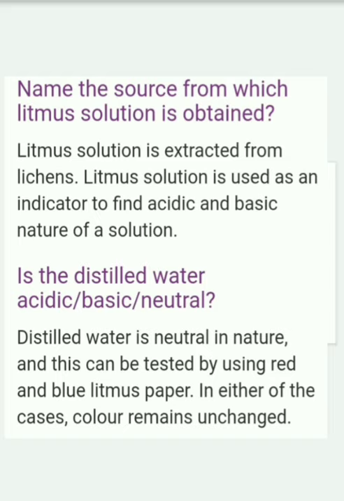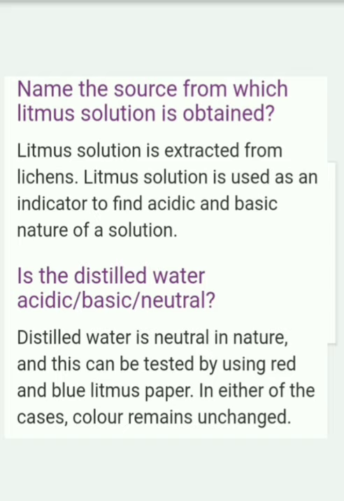Let us see some question answers. Name the source from which litmus solution is obtained. The litmus solution is extracted from lichens. Litmus solution is used as an indicator to find the acidic and basic nature of a solution.